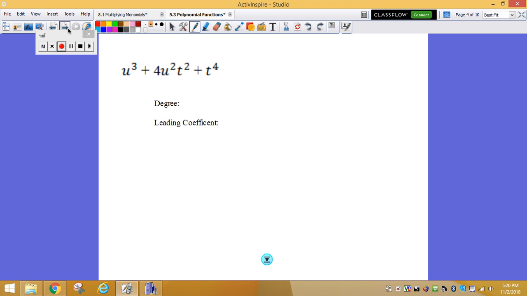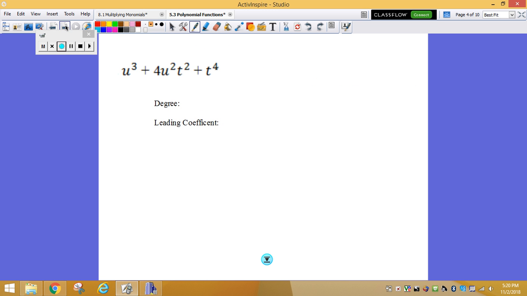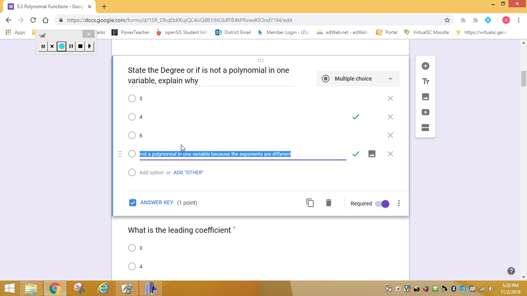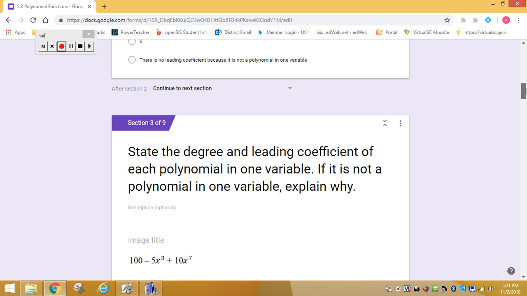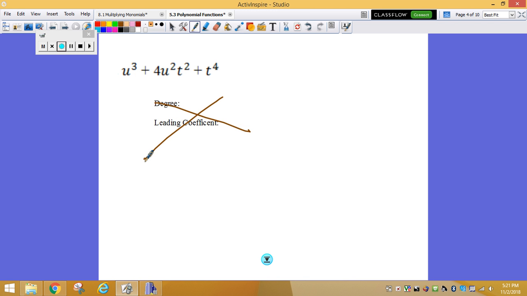All right, check this one out. Now, look, I got a u and a t. So remember the very first slide? It had a polynomial in one variable. One variable means it can only have one letter. So this is not a polynomial in one variable. So when your worksheet looks like this, you would pick it's not a polynomial in one variable, okay? So it's multiple choice, and you'll just pick, hey, no, that's not a polynomial in one variable, all right? So this is null. We're not even doing that, okay?